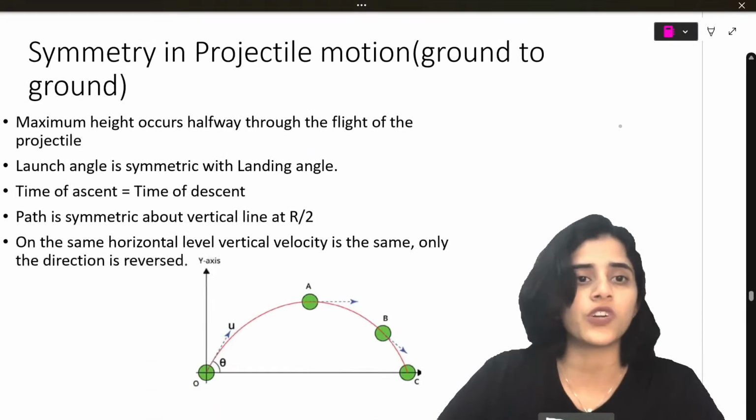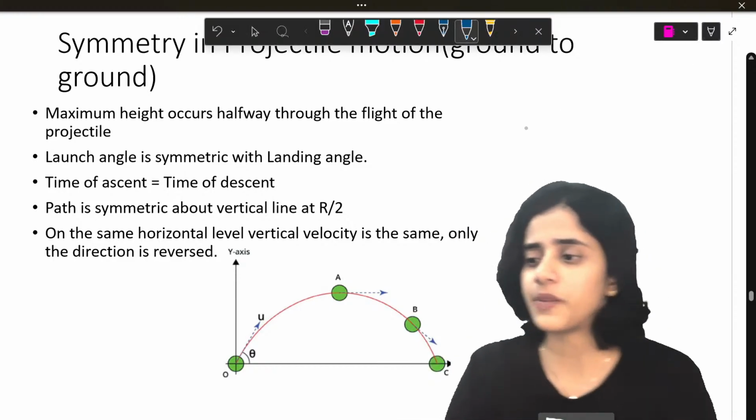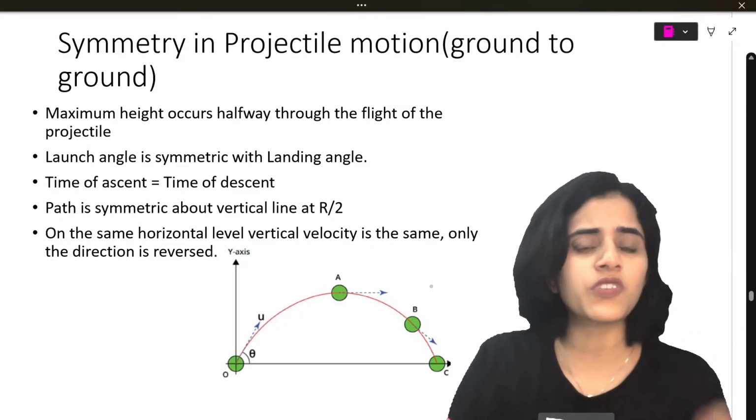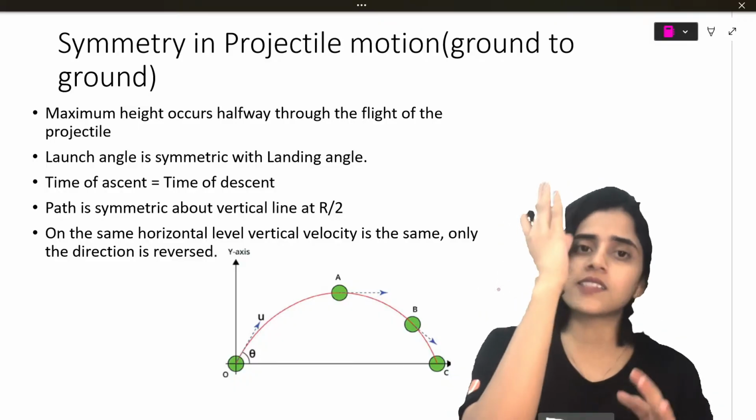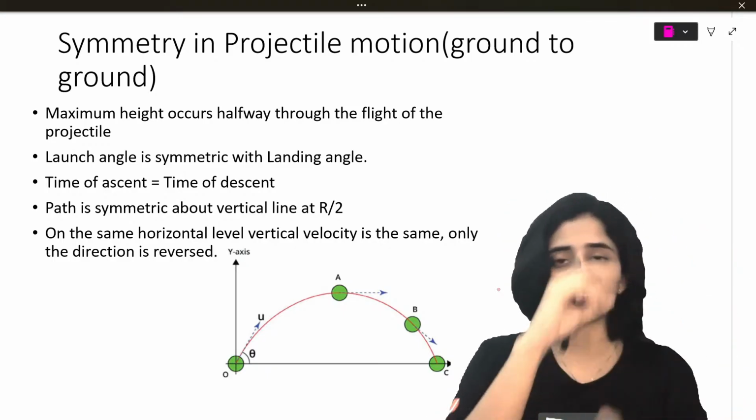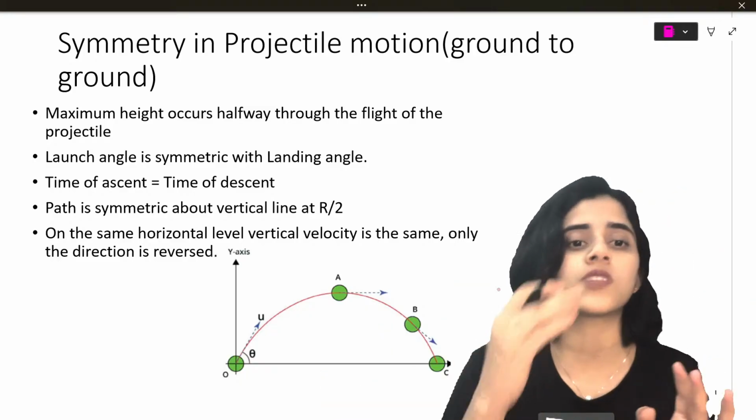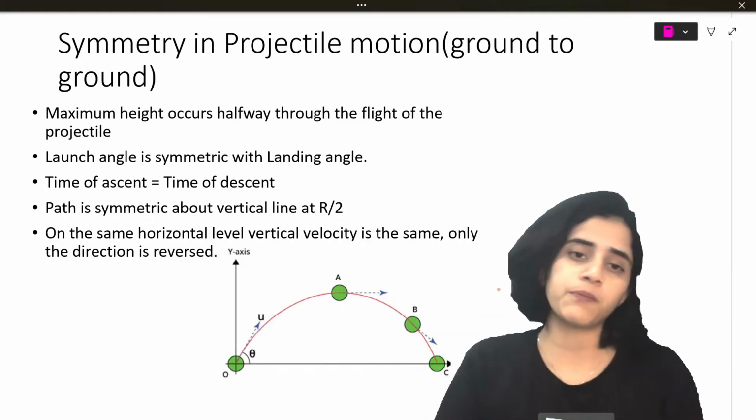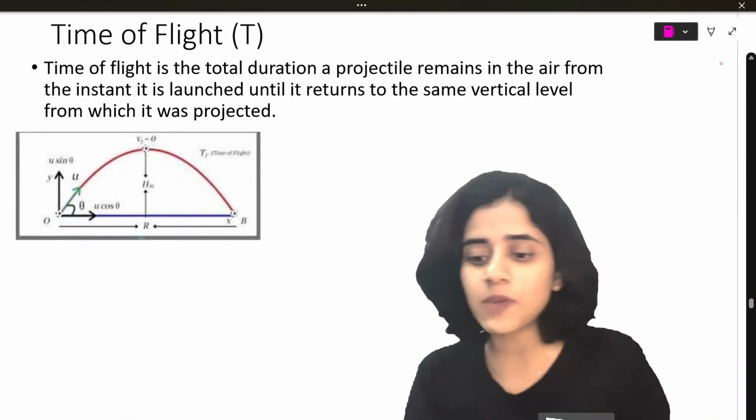Okay. Let's move on. So this is basically explaining the symmetry. It tells you how projectile motion is there. All this we've already discussed. So maximum height is at the center, halfway through. And the angle at which it is launched is the same as the angle at which it lands. The time taken to go up and the time taken to come down are the same. It starts from the same plane and ends on the same plane. Same things we discussed.